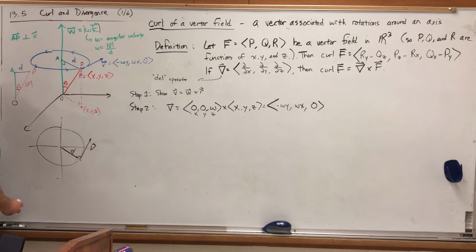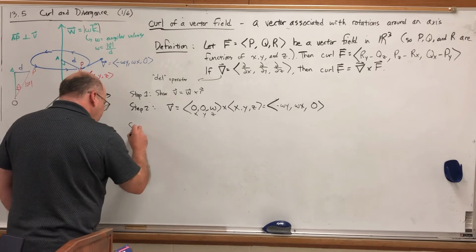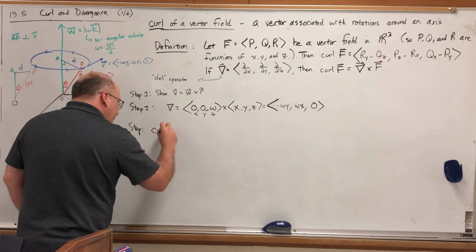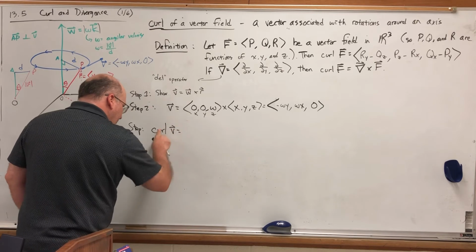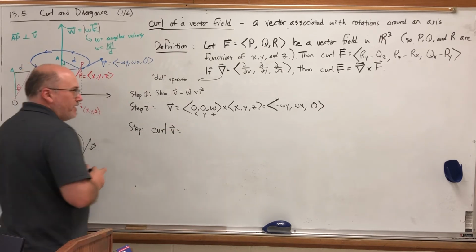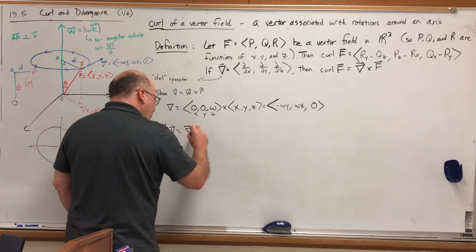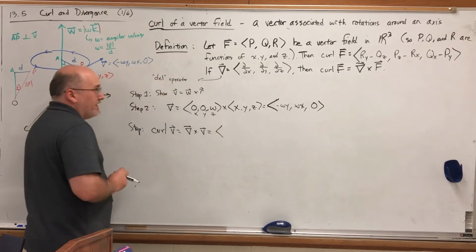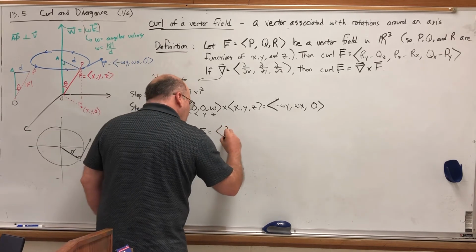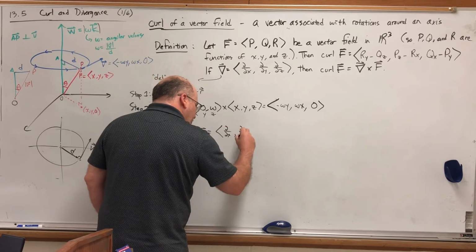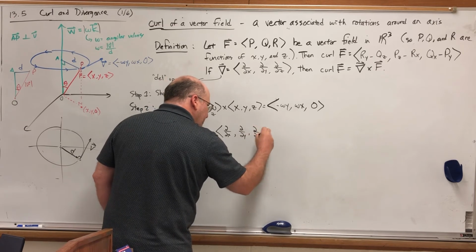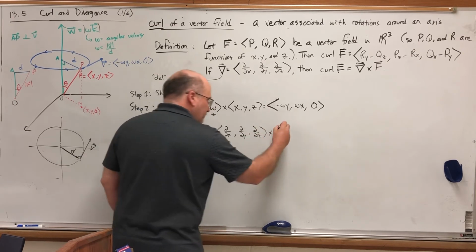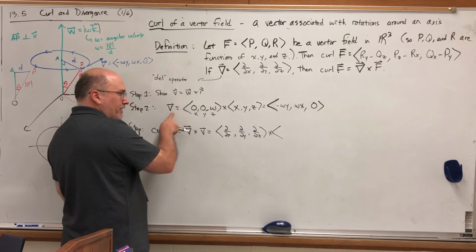Okay, so we got step 2. Now, where the heck are we going with this? Well, let's calculate the curl of V. And to calculate the curl of V, we can do del cross V. Well, del, as a vector, is partial with respect to x, partial with respect to y, partial with respect to z, cross.